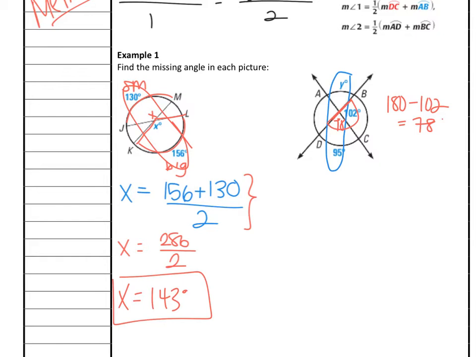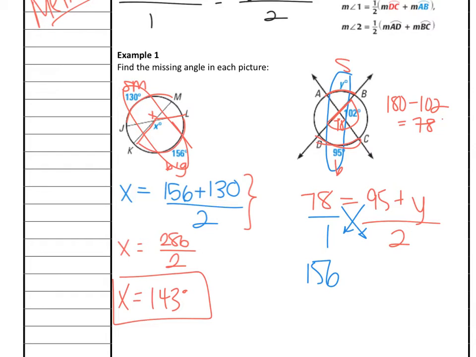Now notice that it's always the angle on the outside left side of the equation. So it's 78 equals big arc. I'll call this one the big one. So I've got 95 plus the small arc, y, and cut it in half. Now, I don't know how to cut this in half, so I'm going to put this over 1 so that we can cross multiply. 78 times 2 is 156. 95 plus y times 1 is just 95 plus y. And then you're just solving for y, so I want to get rid of 95.